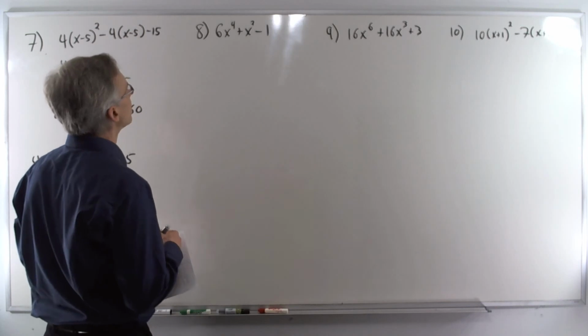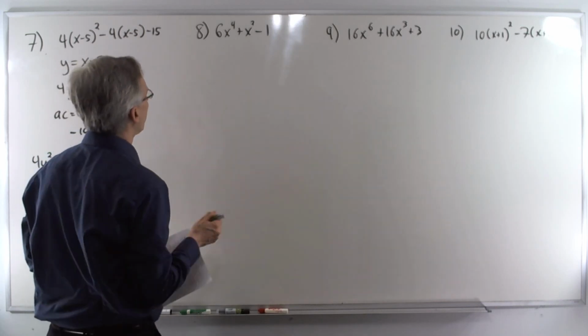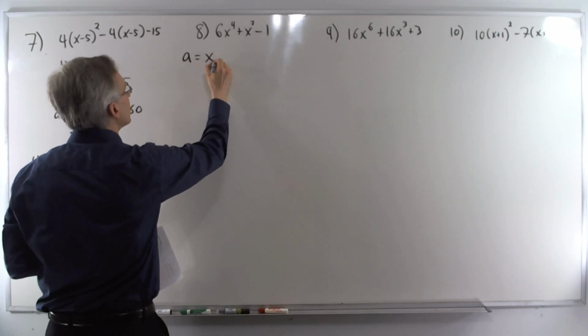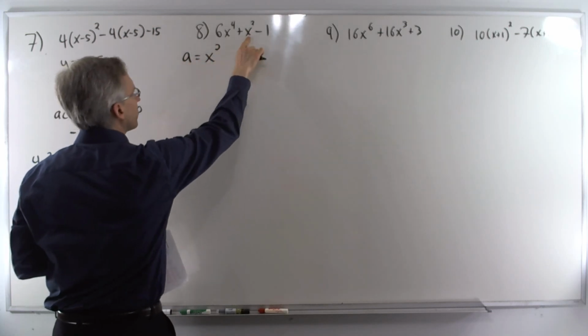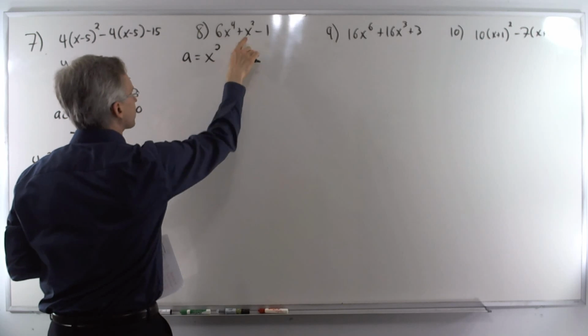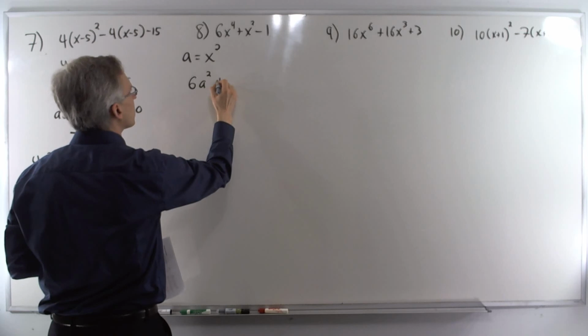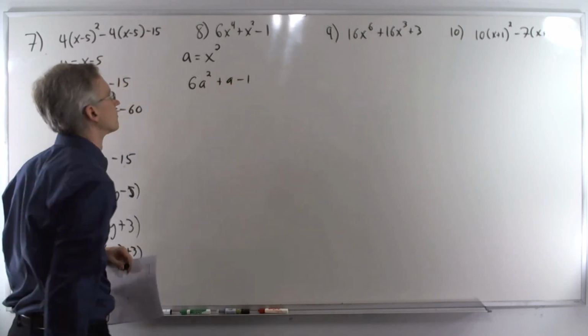Number 8. All right, we've got a quadratic form with higher powers. So we'll take a variable, some variable, doesn't matter which one, set it equal to the variable part of the middle term, so x squared. And we'll rewrite this as 6a squared plus a minus 1.